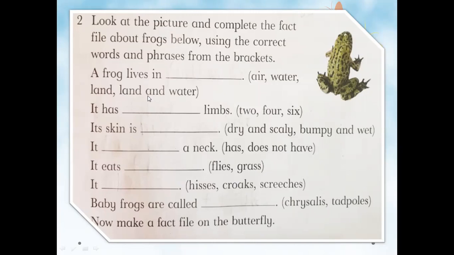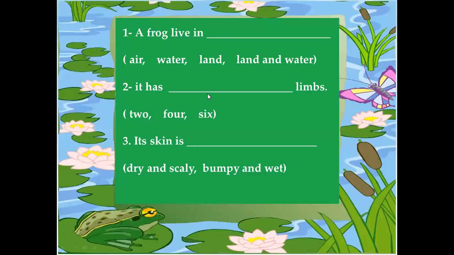So let's come and fill the blank with the correct word. A frog lives in, we have already learned about it, that the frog lays eggs in water, then when it becomes an adult frog, it comes out from the water. So which one is the correct word here? Air, water, land, land and water. A frog lives in land and water, both.